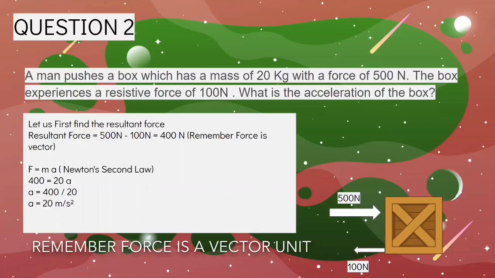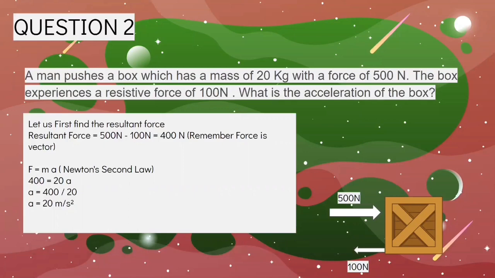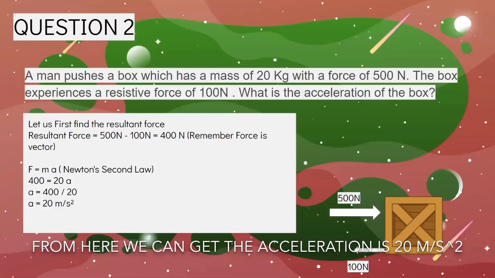Remember, force is a vector quantity. Force is equal to mass times acceleration. This is Newton's second law. Now we plug in the numbers: 400 newtons, which is the resultant force, equals the mass of the box, which is 20 kilograms, times the acceleration. From here, we can derive the acceleration as 20 meters per second squared.